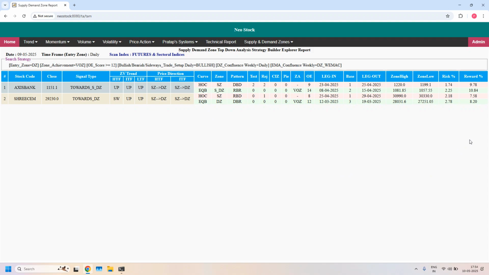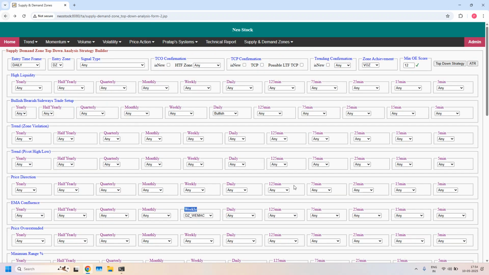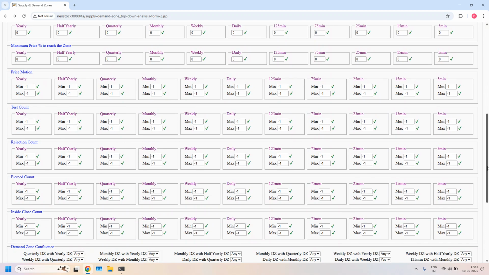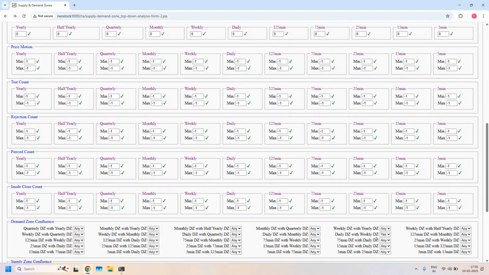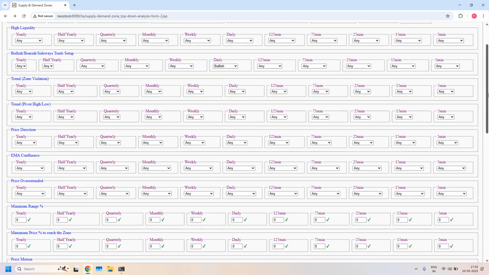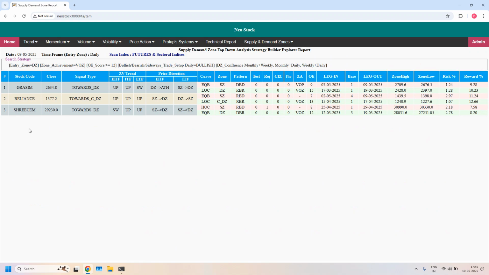Next we will look into LTF, ITF and even HTF demand zone confluence supported stocks. That is a daily, weekly and monthly demand zone confluence. I am removing EMA filter, it is ITF specific. Next in the demand zone confluence, 3 filters we have to set. First filter is already enabled. Next daily and monthly demand zone confluence, weekly and monthly demand zone confluence. By enabling all the 3 filters, we got 3 stocks.